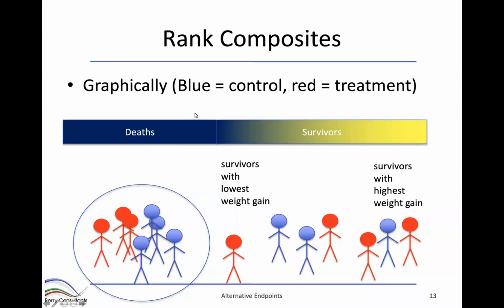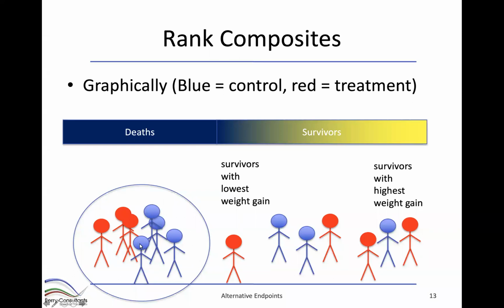So the blue patients are controls and the red patients are on treatment. What we're going to do again is basically rank all of the patients together. This may be hundreds of patients in the study. I've only drawn about 14 here or so, but imagine there would be more patients. All of the deaths would be together. So here 3 of the red patients died, 4 of the blue patients died, and I've got a circle around them. These are all tied, so there's no discrepancy there.